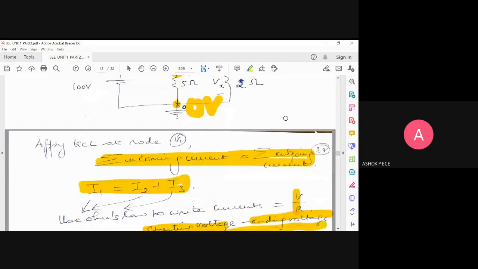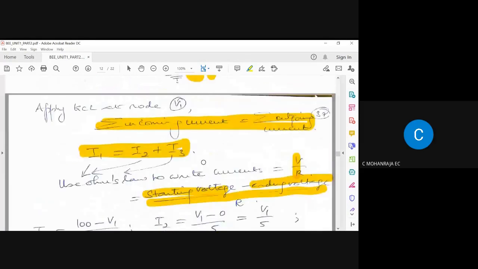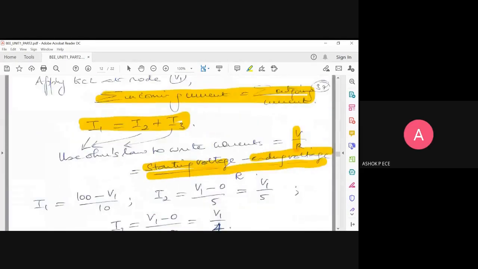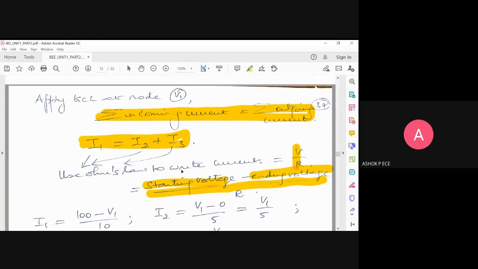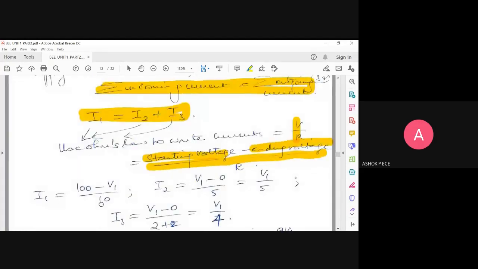I gave the formula here: starting voltage minus ending voltage by R. So starting voltage is 100, ending voltage is V1, so 100 minus V1 by R. And R is going to be 10 ohms, so it is 100 minus V1 by 10. Is this I1 clear to everyone?